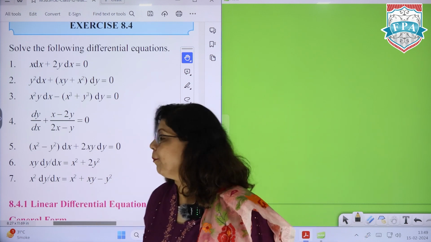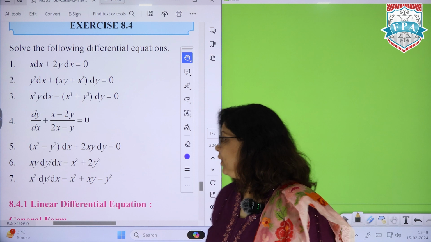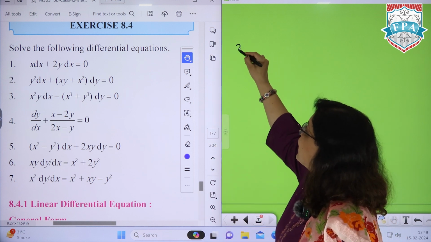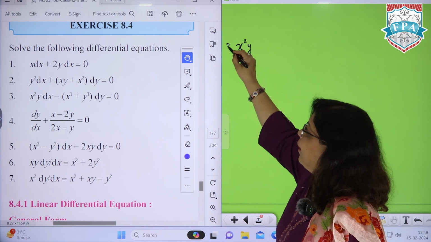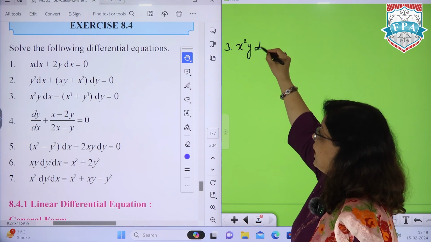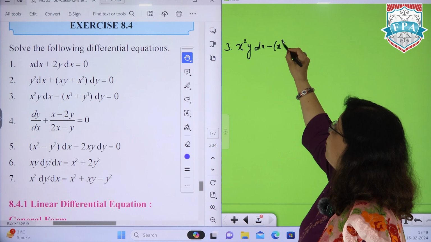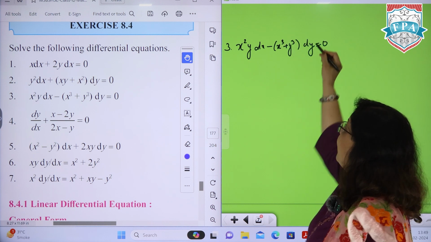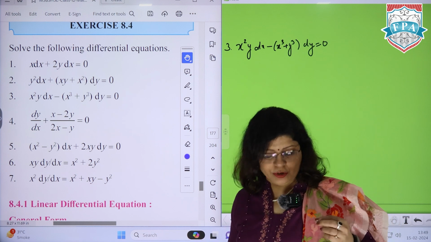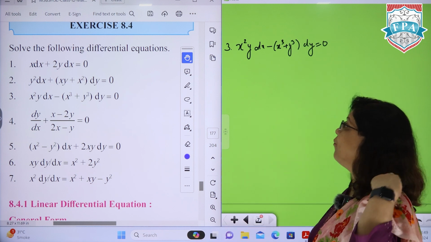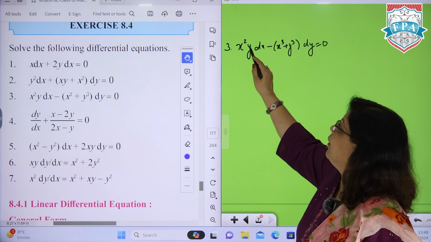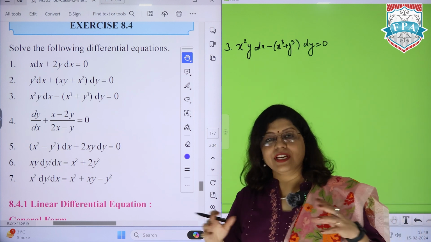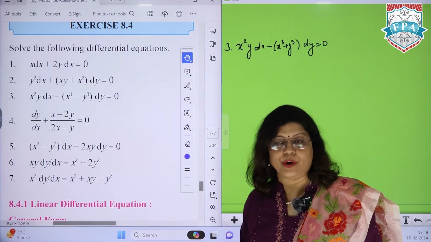Let's take the question number 3. So in this question, we can see that the question states x square y dx minus x cube plus y cube dy is equal to 0. Now, how come is this homogeneous? You can just see that every term has the degree 3. First term also, second term also, third term also. So we can easily pass it as homogeneous equation.